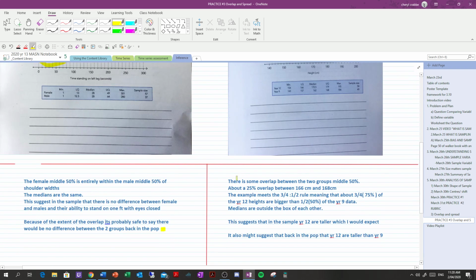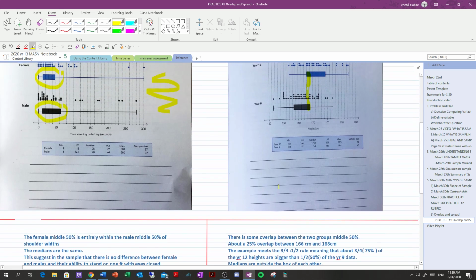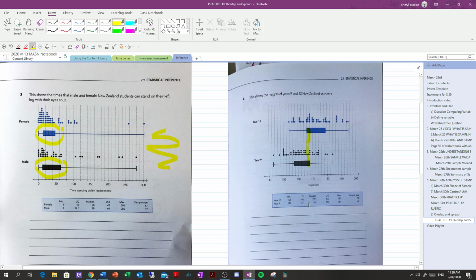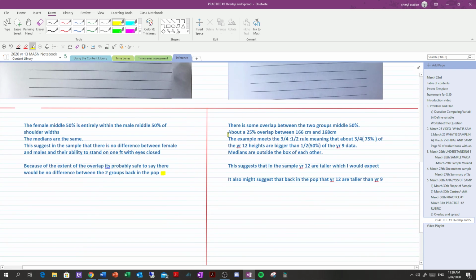And then we talk about the overlaps. There is some overlap. There's the obvious thing between the two groups, middle 50%. About 25% overlap, and that's between 166 and 168 centimeters. So there's my evidence, if you will. And I can talk some more about the overlap.